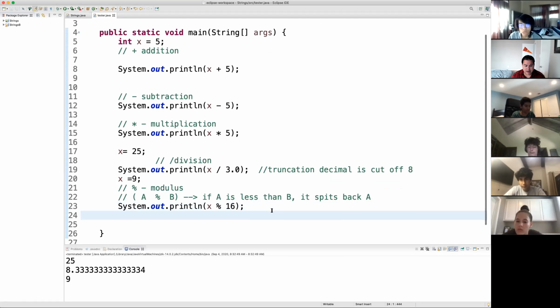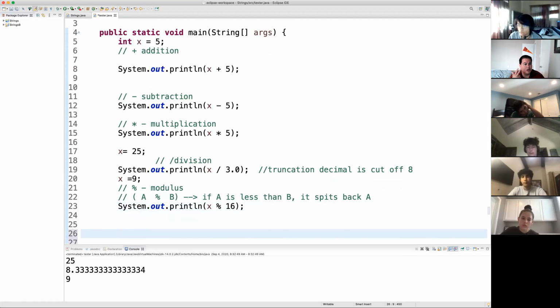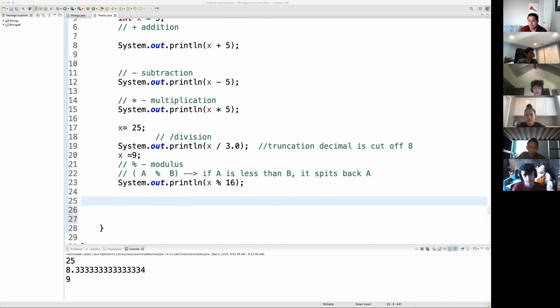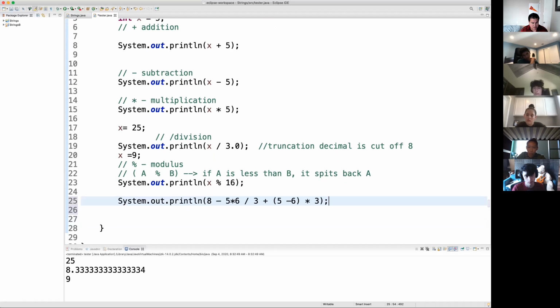Now, we have addition, subtraction, multiplication, division, modulus. Integer division has a special process: we have an arithmetic exception error if we divide by 0. We also have truncation that takes over with integer division. So let's do this really quickly. Do not run this, but I want you to do the math out loud. Tell me what this prints out.